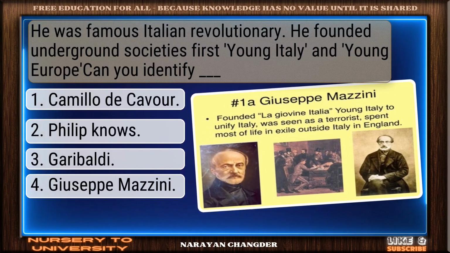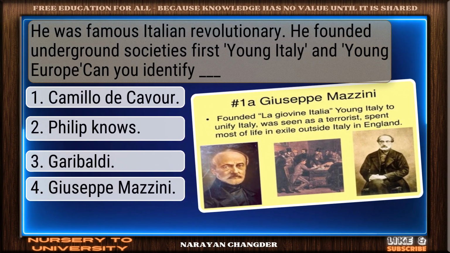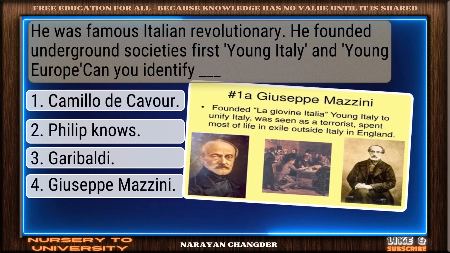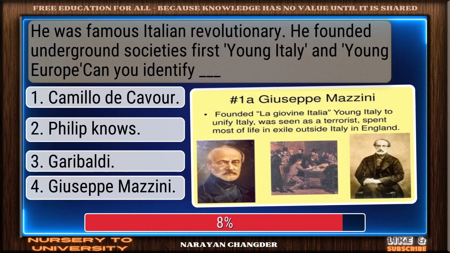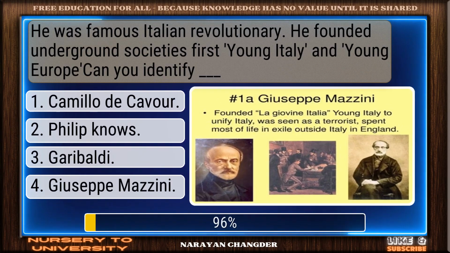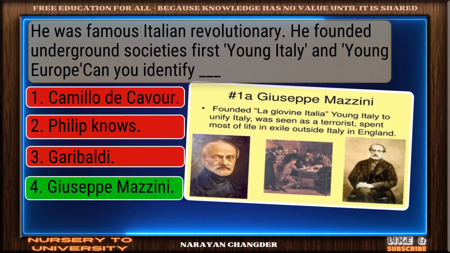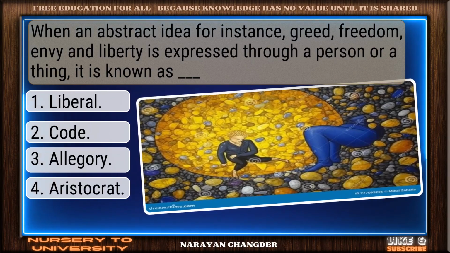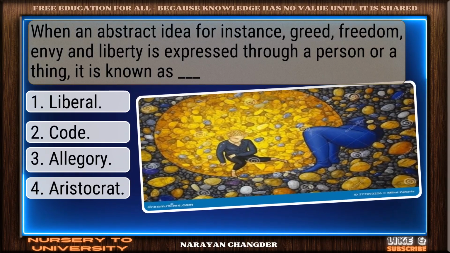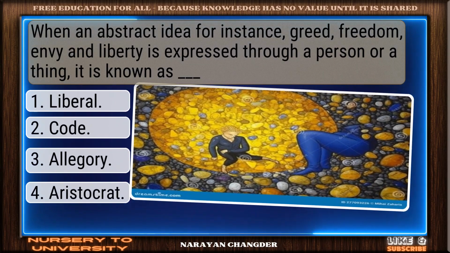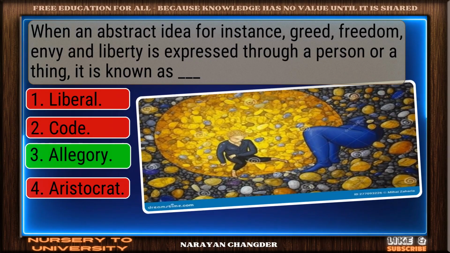He was a famous Italian revolutionary. He founded underground societies, first Young Italy and Young Europe. Can you identify him? Well reasoned. Giuseppe Mazzini is correct. When an abstract idea, for instance greed, freedom, envy and liberty, is expressed through a person or a thing, it is known as ___. Good job. Allegory works well.